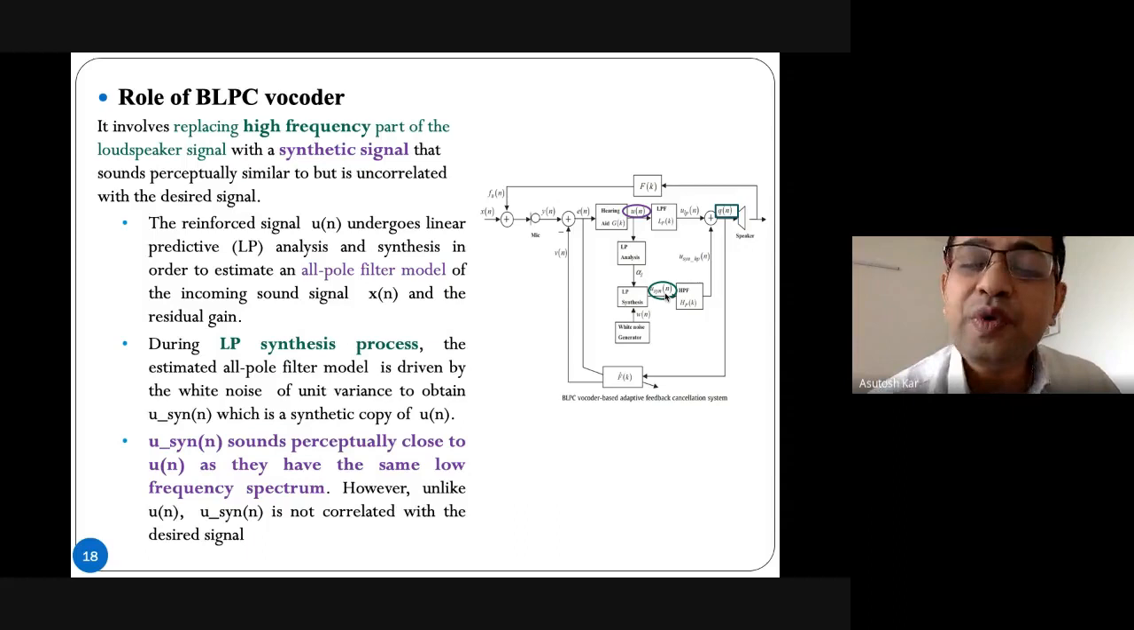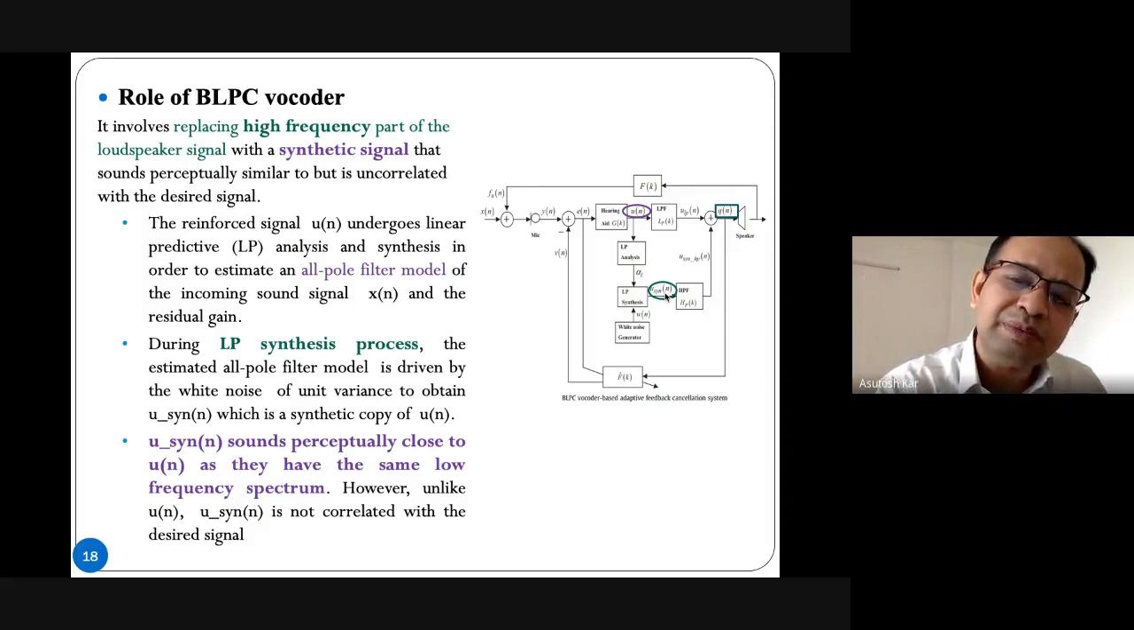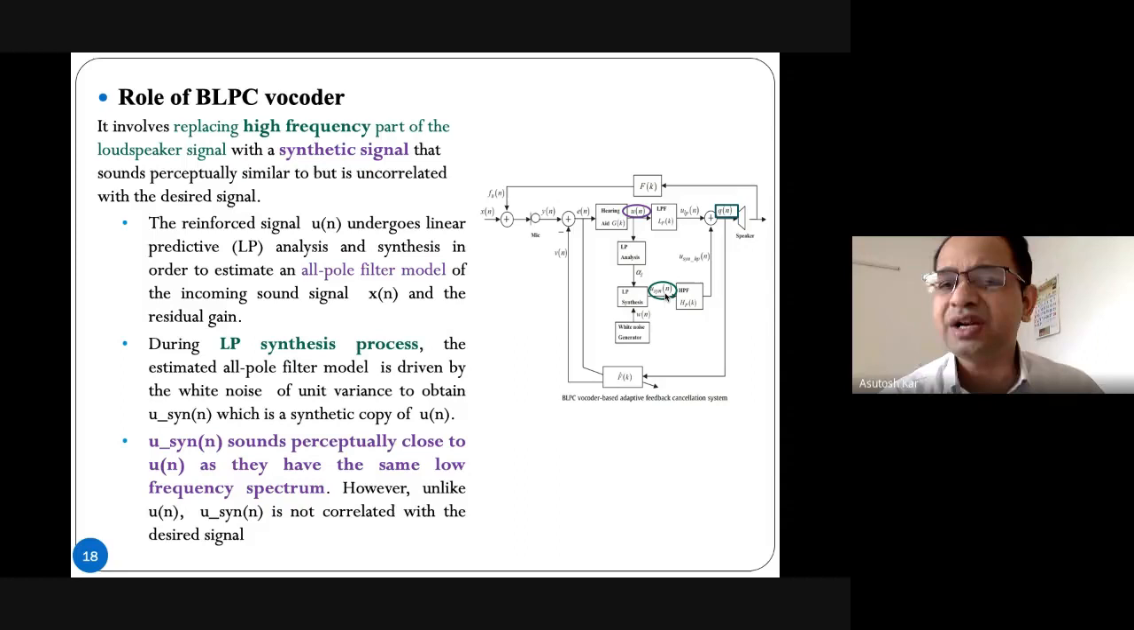Why are we using white noise? Because our objective is to make the signal. Now in place of UN, we are using QN. Because UN, we have processed and generated a signal QN, which goes to the speaker. My objective is to reduce the correlation between QN, which has been put inside a square over here, and XN, that is the input signal, so that I can reduce the feedback. So for that reason, we are getting a synthetic version of the UN signal using LP analysis and synthesis. Then we are passing it through a high pass filter. Why? You see, this feedback which occurs is a frequency dependent device.